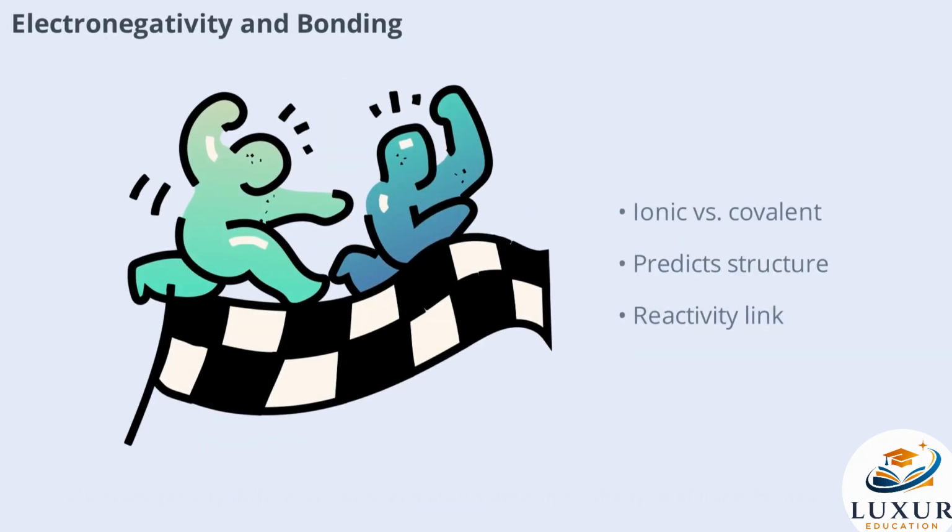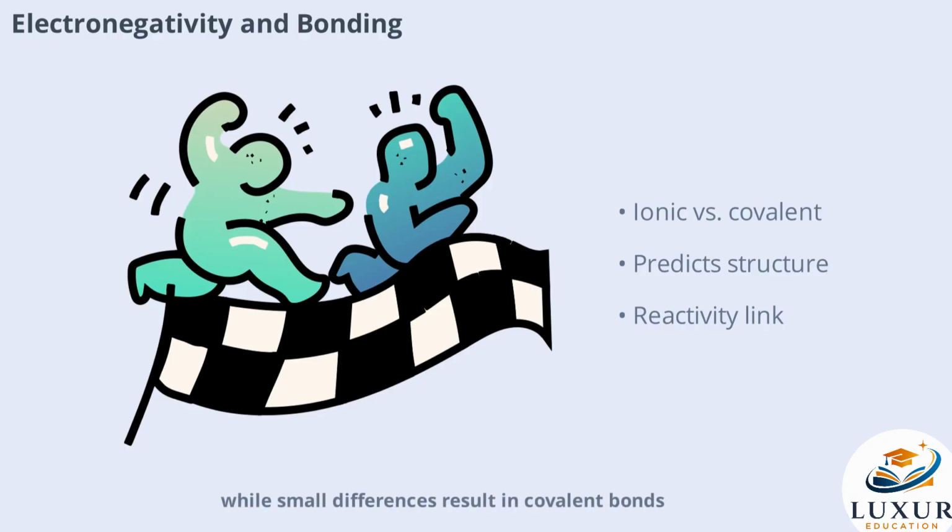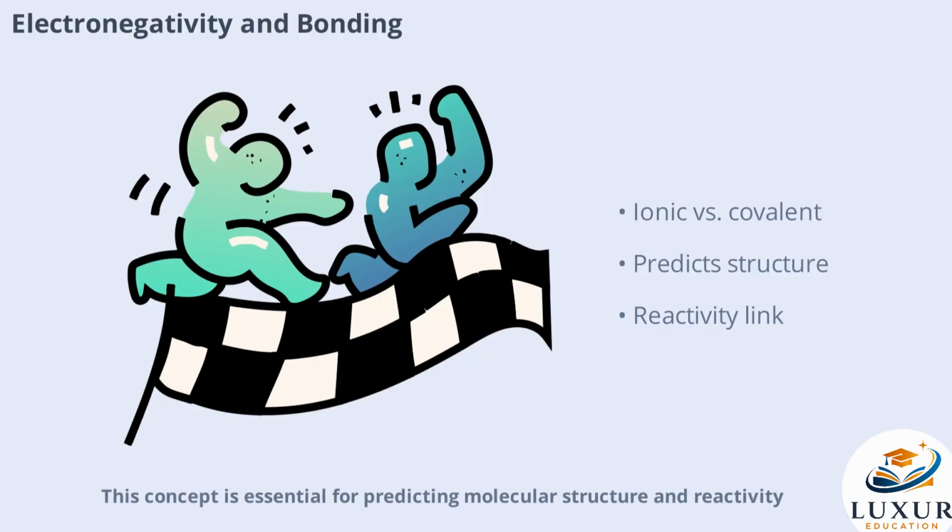Electronegativity differences between atoms determine the type of bond formed. Large differences lead to ionic bonds, while small differences result in covalent bonds. This concept is essential for predicting molecular structure and reactivity, and it's directly tied to periodic trends in electronegativity.